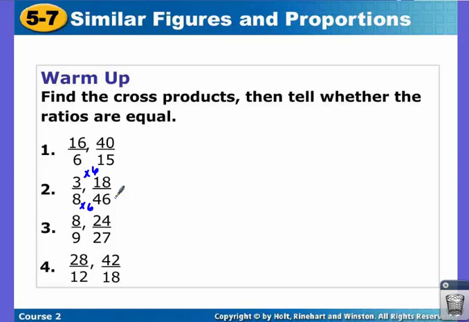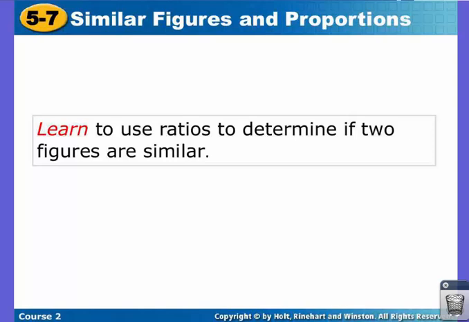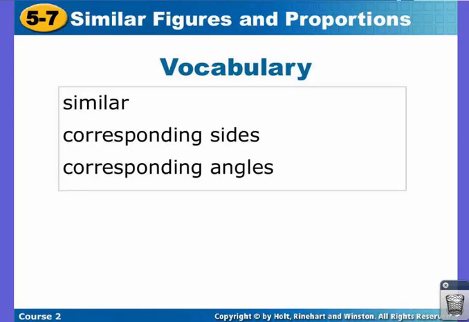And if we did the same thing on number 3, that's how we could test this one. What could I multiply 8 by to get 24? 3. So 9 times 3, does that give me 27? Yes, it does. So one of the skills that you have to know how to do in order to determine similarity is tell whether or not two ratios are equal to each other. That's one of the things we'll do in this lesson today. So the overall objective for our lesson today is to learn to use ratios to determine if two figures are similar to each other. There will be 3 vocabulary words that we're going to work through today: similar, corresponding sides, and corresponding angles.